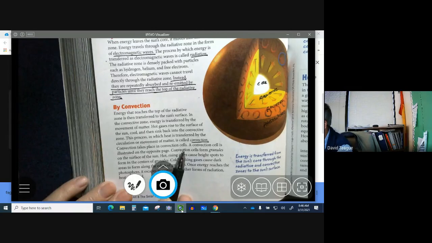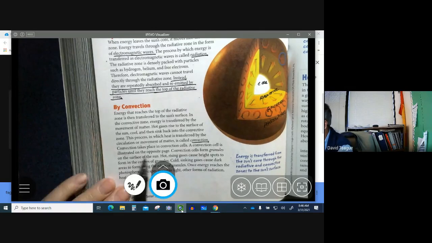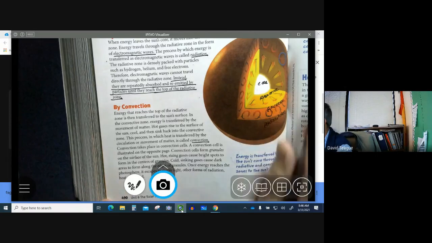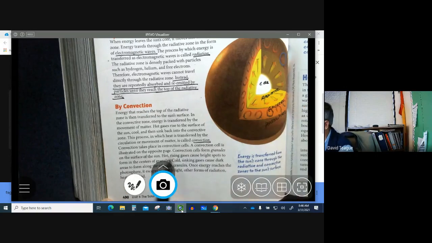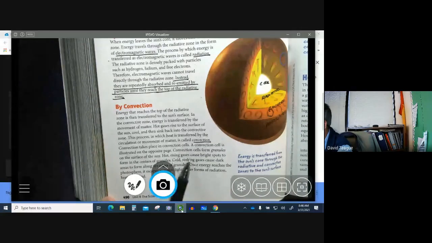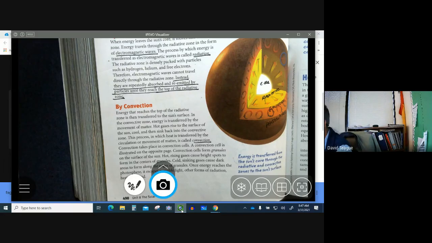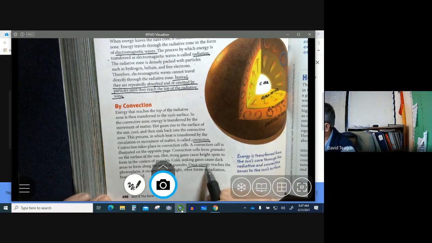Convection takes place in convection cells. A convection cell is illustrated on the opposite page. So this is, we'll get over here. Convection cells form granules on the surface of the sun. Hot, rising gases cause bright spots to form in the center of the granules. Cold, sinking gases cause dark areas to form along the edges of the granules. Once energy reaches the photosphere, it escapes as visible light, other forms of radiation, heat, and wind. I'm going to underline that.